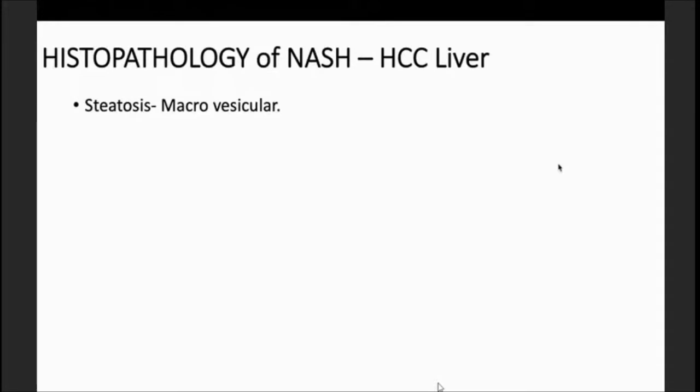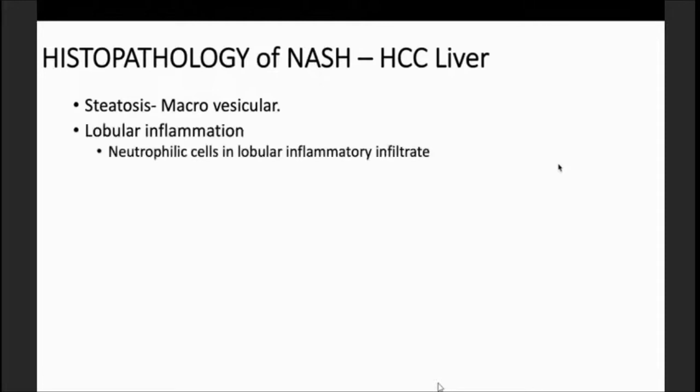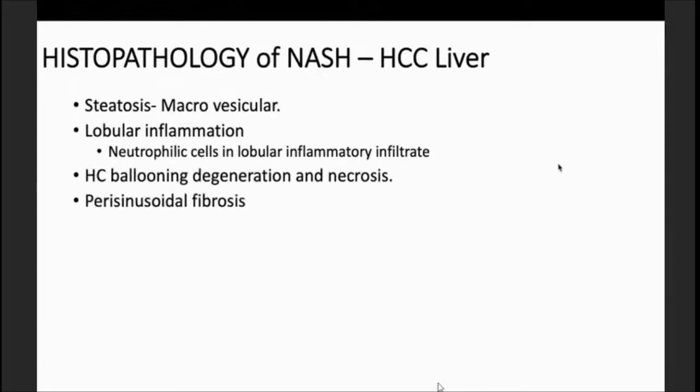Macrovesicular, which is nothing but the accumulation of fats in hepatocytes. Lobular inflammation is mild and frequently consists of mixed acute and chronic inflammatory cell infiltrates, which is your monocytes and neutrophils or mononuclear cells. The presence of a large number of neutrophils favors an alcoholic etiology, which is primarily a characteristic feature. Hepatocyte ballooning, degeneration, and necrosis.